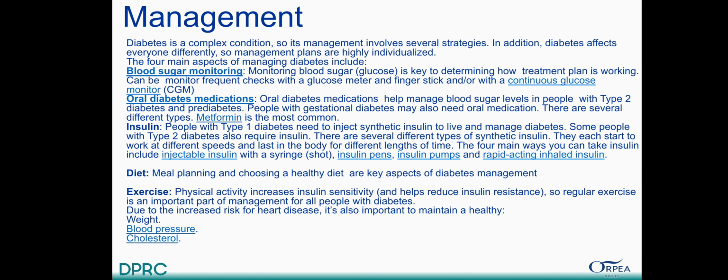Blood sugar can be monitored by frequent checks with a glucometer, by finger stick, or with a continuous glucose monitor. Oral diabetes medication helps manage blood sugar levels mainly in people with type 2 diabetes and in pre-diabetic states. People with gestational diabetes are also sometimes treated with oral medication. There are different types of this medication, but metformin is the most common and most famous one.